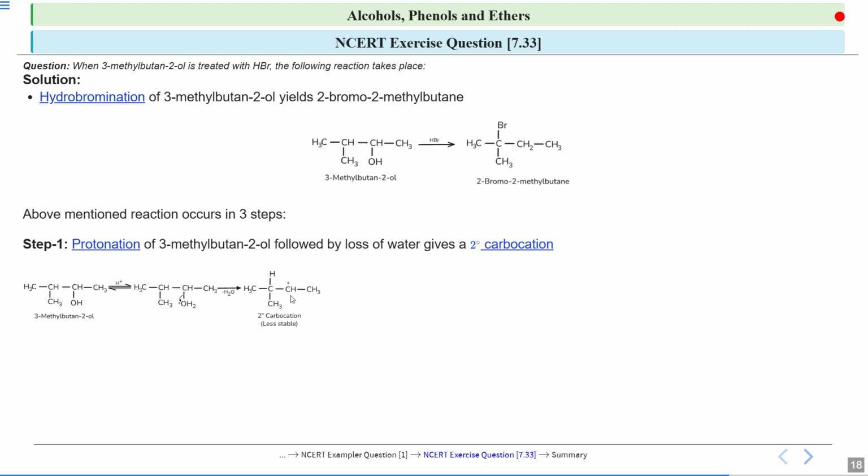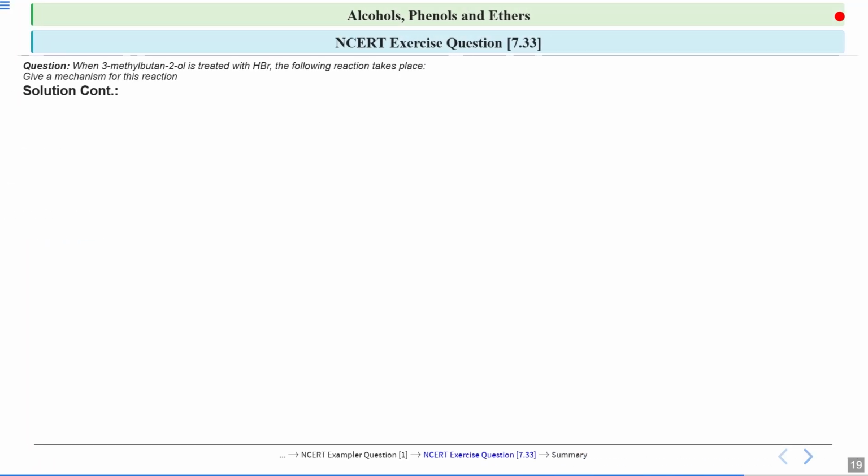So this is a secondary carbocation. But this secondary carbocation over here is less stable. So now we have to make it more stable. So let's see what we will do in further steps. Now what will happen? Since our secondary carbocation is less stable, it will rearrange by 1,2 hydride shift to form a more stable tertiary carbocation.